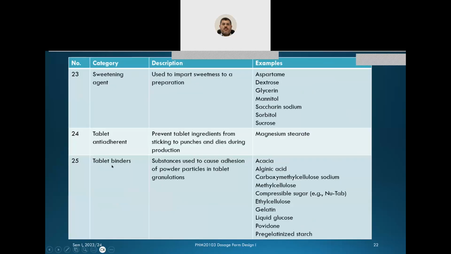Number one, I want to add binders. Tablets are made by compression. I want to be sure that after compression they will not break again. So there must be a material that acts like a glue, and keeps the tablet components, the particles, bound to each other. So they cause adhesion of powder particles in tablet granulation. And these substances, as I told you, act like a glue. Most of them, if you mix with water, increase the viscosity and they may also be sticky. They have some stickiness.